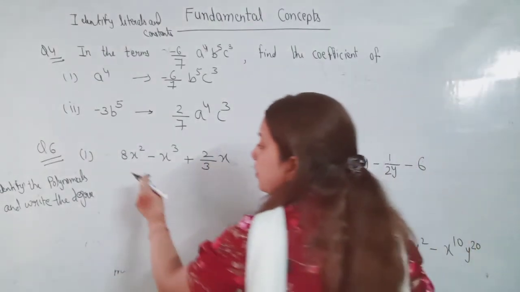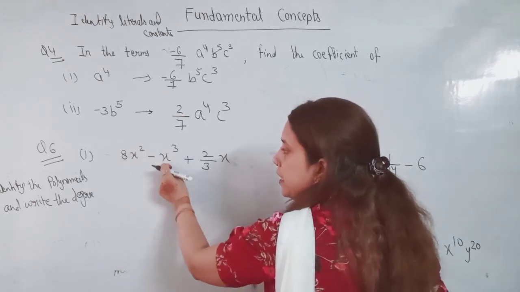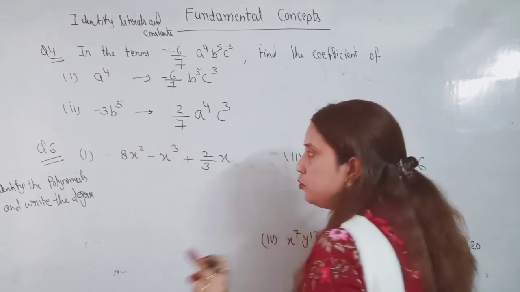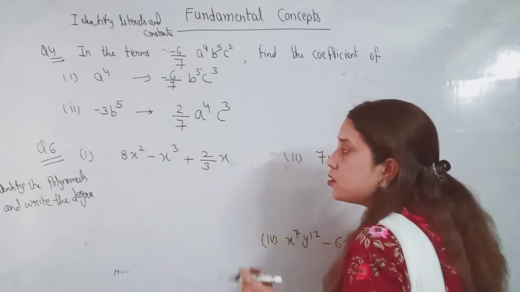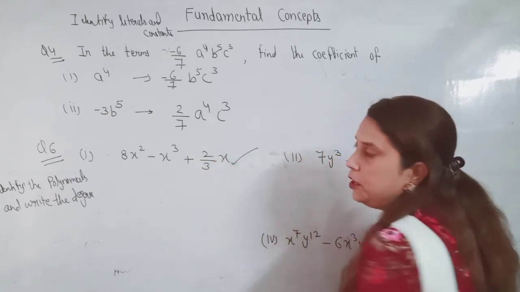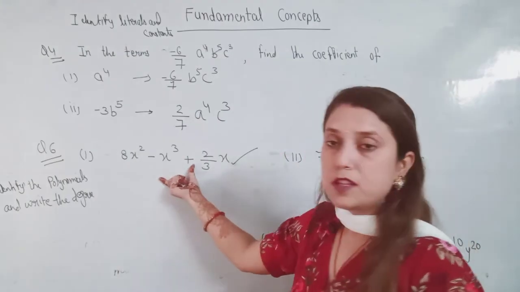Okay, so in the first term the degree of x is 2. 2 is a whole number. In the second term the degree of x is 3. 3 is a whole number. In the third term the degree of x is 1. So the given expression is a polynomial. And what is the degree of this polynomial?